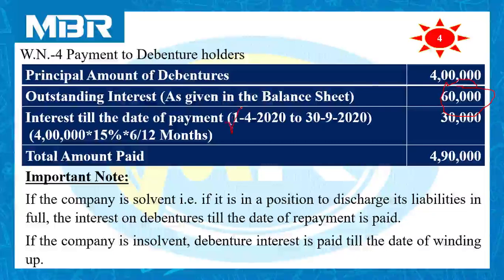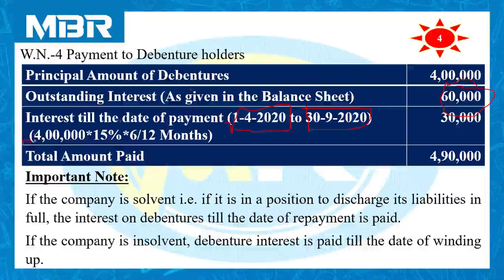So, 1st April 2020. This is the first day of the year. And 30th September 2020. It is the date of the payment to debenture holders. So in this case, we need to pay additional interest to debenture holders till the date of payment.